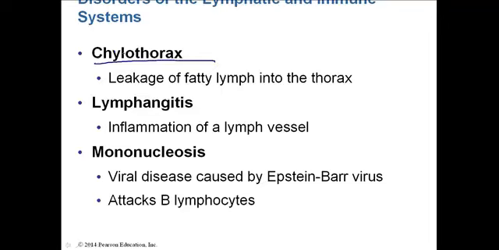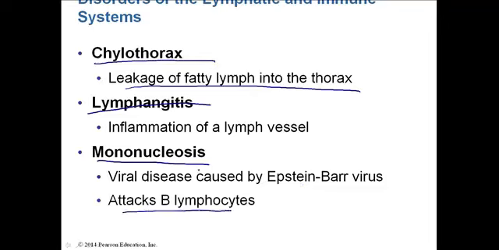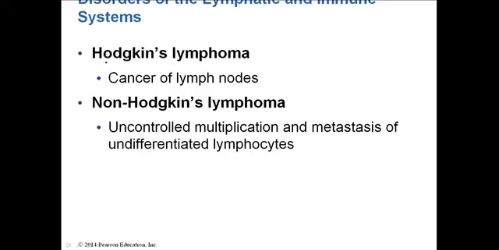Chylothorax. Chylo means lymph tissue, and thorax. So this is leakage of fatty lymph in the thorax. Lymphangitis, that would be inflammation of a lymph vessel. Mono is a viral disease caused by Epstein-Barr, and that attacks B lymphocytes, which can really depress your immune system, and that's why it takes about a year to get over that.